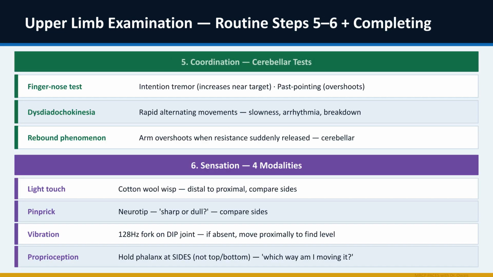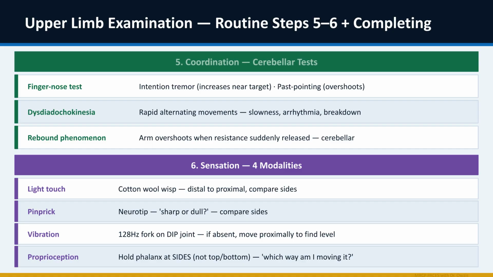Coordination checks cerebellar function. Ask the patient to perform the finger-nose test. Touch your nose with your index finger, then touch my finger. Hold your finger about arm's length away and move it to different positions. And watch for intention tremor, tremor that increases as the finger approaches the target. This is a cerebellar sign.